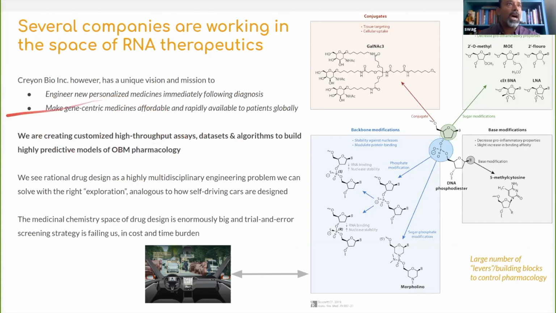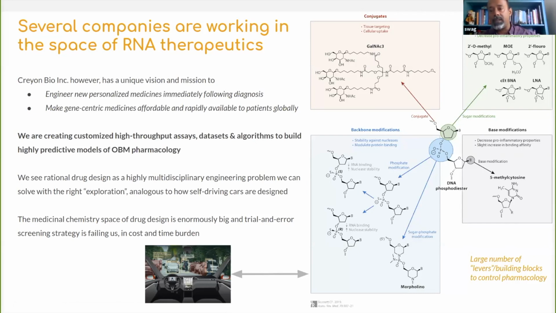So we are trying to create customized high throughput assays and data sets, and we have created algorithms. We have created methods for mapping and then thereby generating predictive models for oligonucleotide pharmacology. So the analogy here is very data driven. If you wanted to build a self-driving car, you would drive it through streets, show it enough stop signs, hopefully show it enough schools, and pedestrians, and eventually it might have enough data to learn the rules.